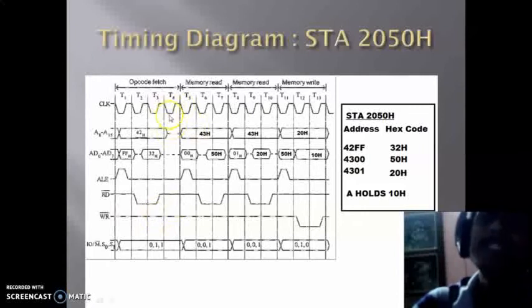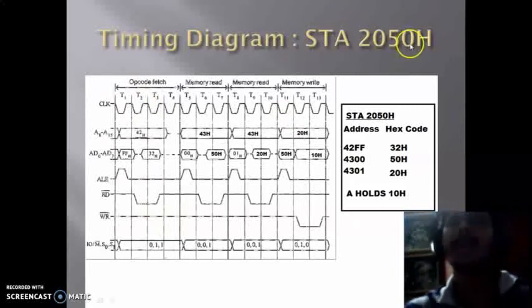Now we consider the T4 T state, where this one is unspecified, and this dotted line specifies that the decoding operation is going on during T4. ALE remains low, and the read operation is already completed, so the read signal is high and the write signal remains high. So this is the opcode fetch of STA.